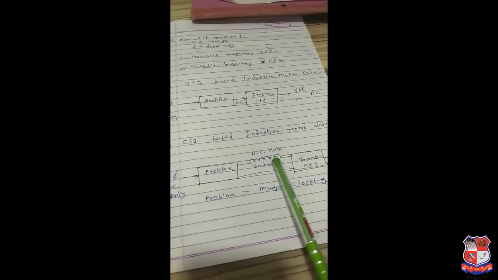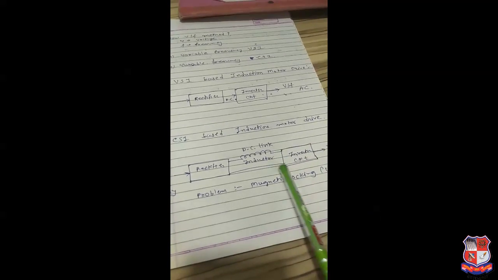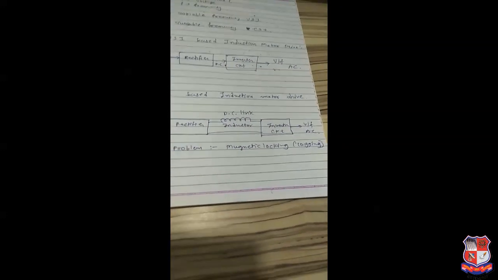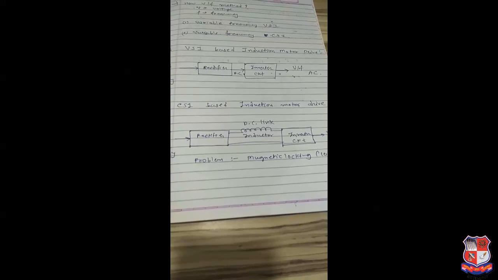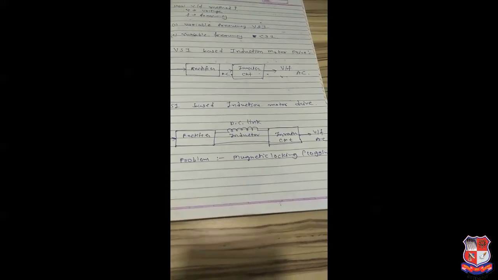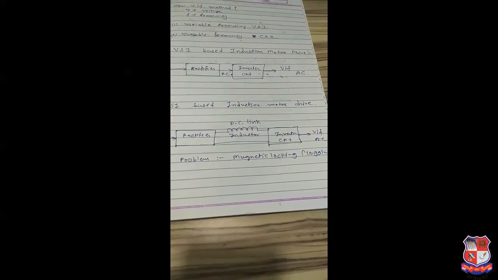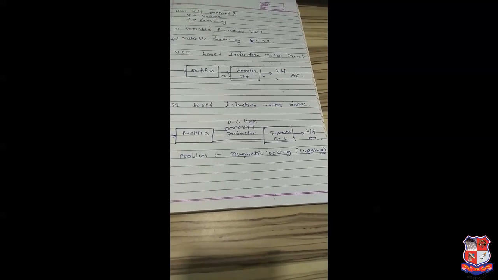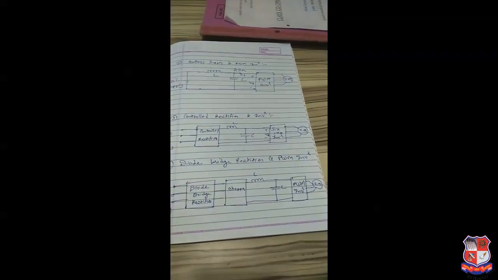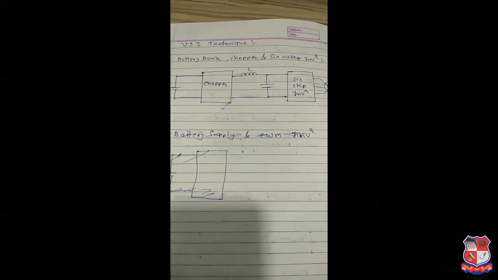This inductor gives the current to the inverter circuit, and we control the speed of the induction motor by the V by F ratio. Now why is CSI important? Because the parameter is current. There is one problem called cogging in the induction motor, where there is magnetic locking.